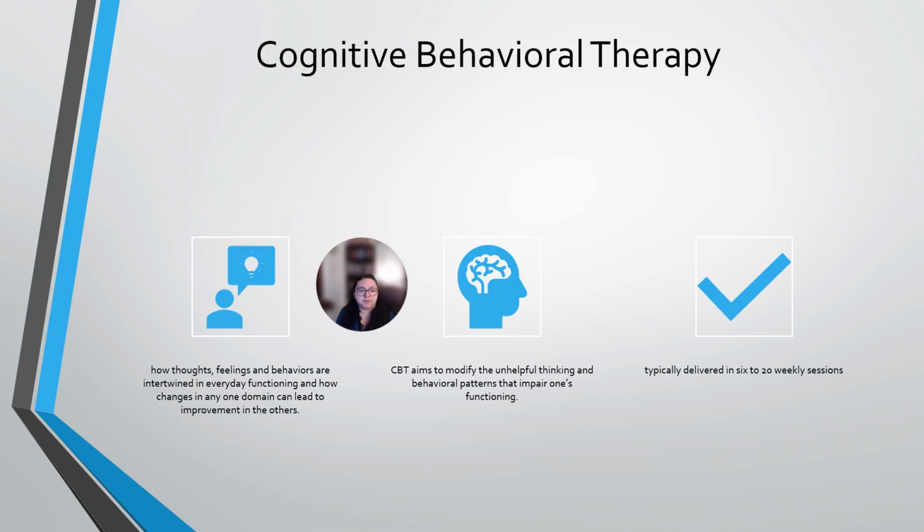So CBT utilizes how thoughts, feelings, behaviors, and also beliefs intertwine, and the improvement of one is often an improvement in the others as well because they're connected. CBT aims to modify unhelpful thinking and behavior patterns that impair functioning. Now, this is directly correlated with what we've been talking about the whole time. Major depressive disorder. What did we talk about? The beliefs, right? Thinking about the guilt, thinking about how the behavior is unhelpful.